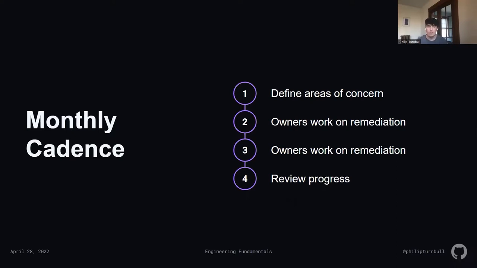But a lot of the time, this meeting is actually an opportunity to celebrate the progress that service owners have made over the past month, which is really, really fun to see.